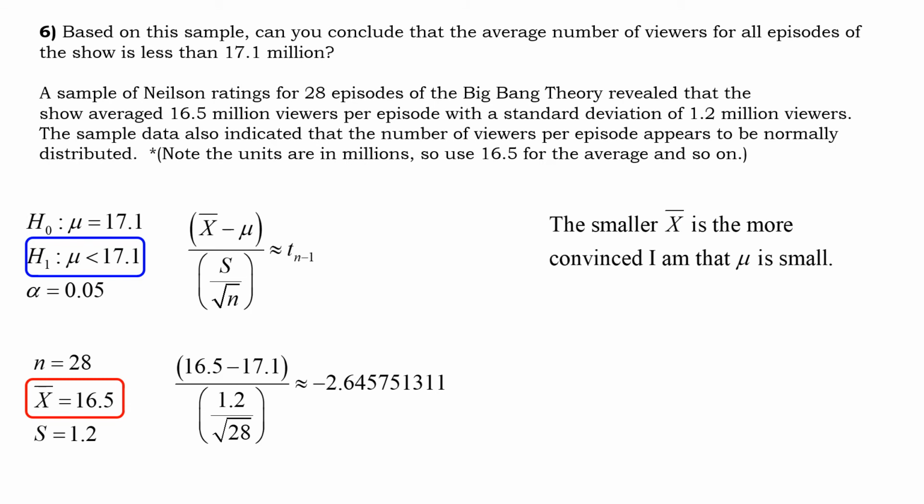Now, the smaller that sample mean is, the more convinced I am that the mean mu is small. So 16.5 is smaller than 17.1. I have some evidence that the population mean might be less than 17.1, right? A smaller sample mean, like 14 million in our sample, would be more convincing than the 16.5 we currently have. So more convincing data in this scenario is a small x bar.